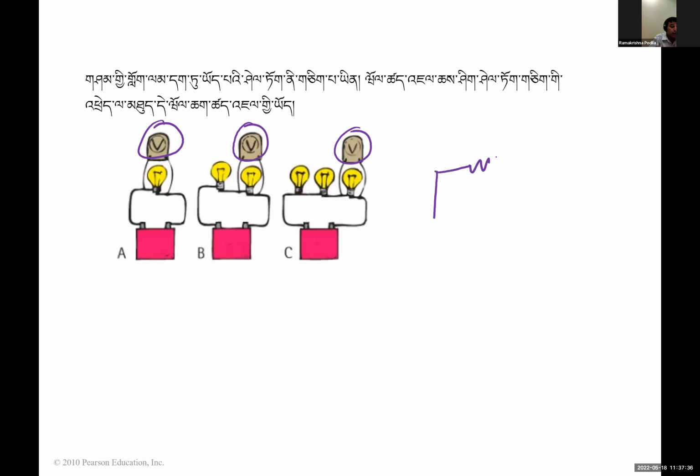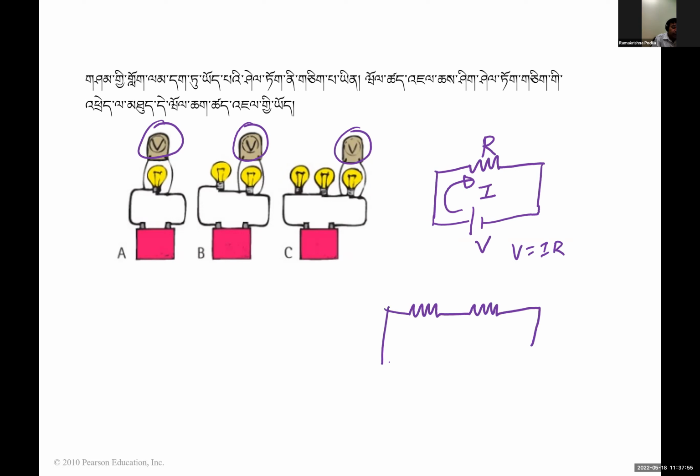So if I have one resistance and a battery, this is, let's say, R, and this has a potential difference V. So a current flows like this. So the current is equal to I. So we write V is equal to IR. Now, what if I connected two resistances instead of one? Then what would be the resistance of this?